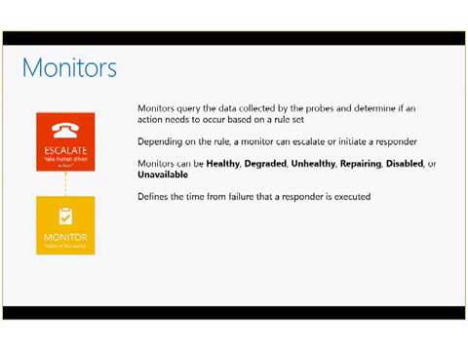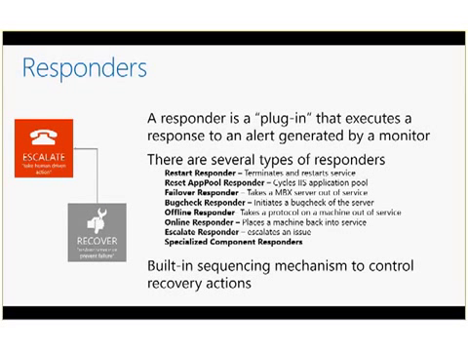Now, if there is a problem, that's when the responders come in, and the responders execute a general response based on an alert generated by a monitor. So you'll never see a responder run unless one of the monitors is red. And there's a bunch of different types of responders. So for instance, there are responders that can recycle application worker pools. There are responders that can trigger failovers. There are responders that can bug check servers, and so forth. There's also some specialized responders as well, something like reseeding the content index catalog if there's a problem with that.